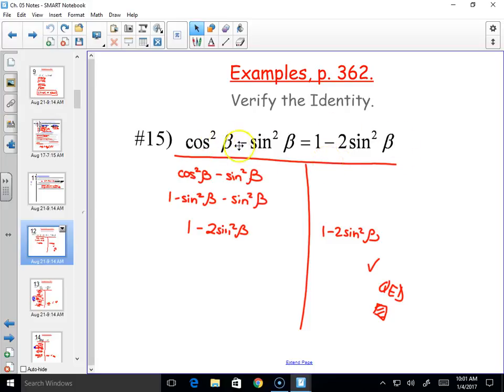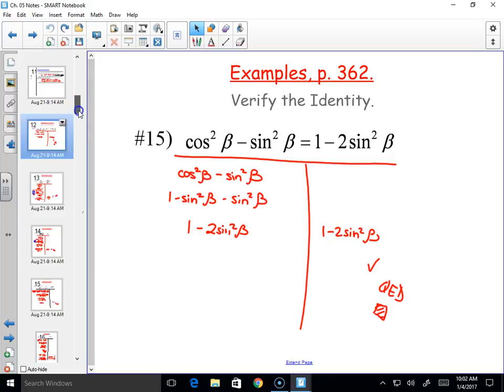Let's say this was equal to, I don't know, 0. If this is equal to 0, how do you solve? I don't know. There's betas in 2 places. But what if this is equal to 0? How do we solve? Oh, subtract the 1, divide the negative 2, plus or minus square root, go.